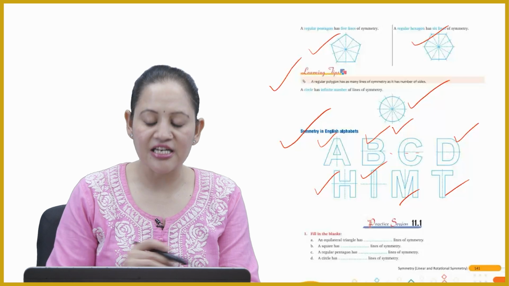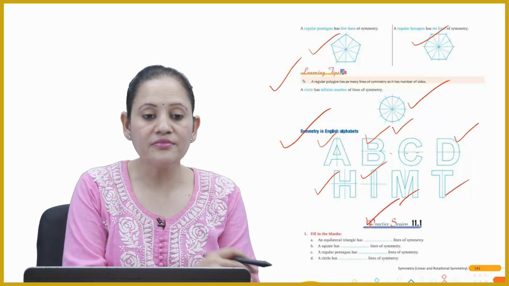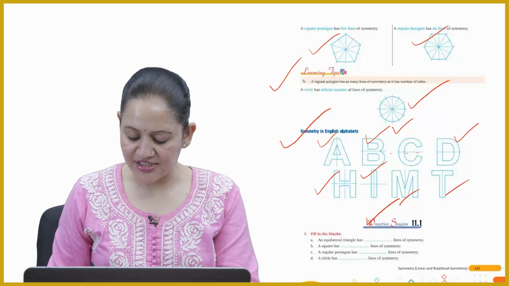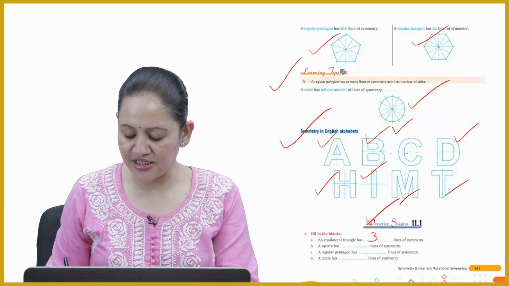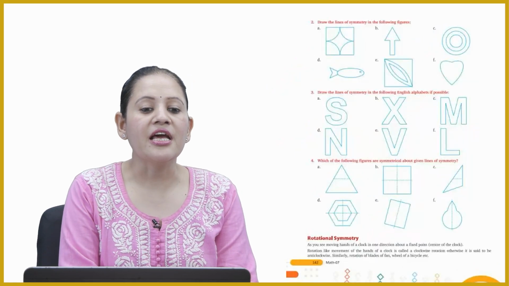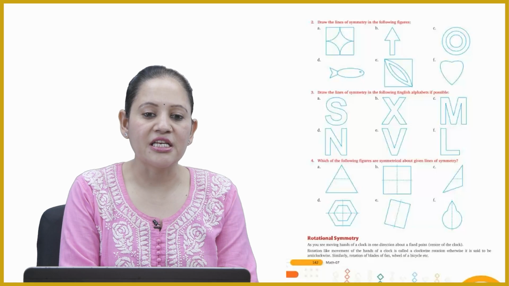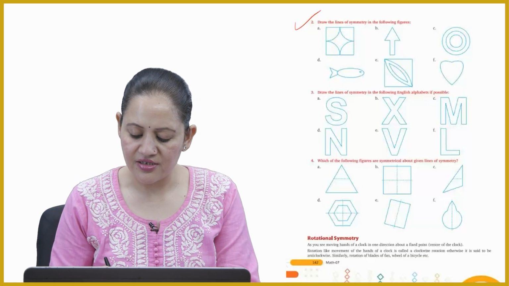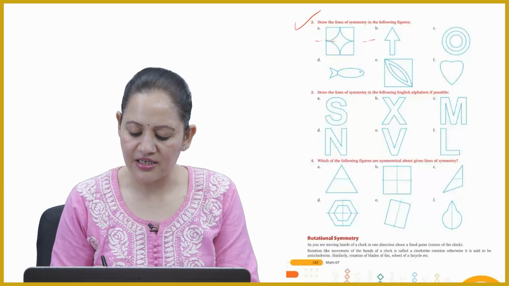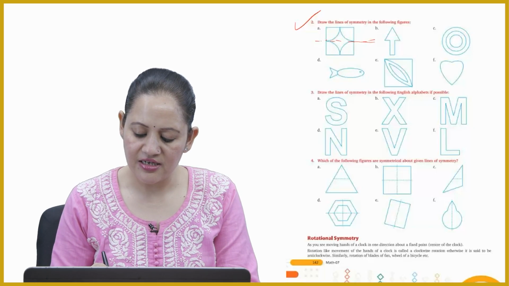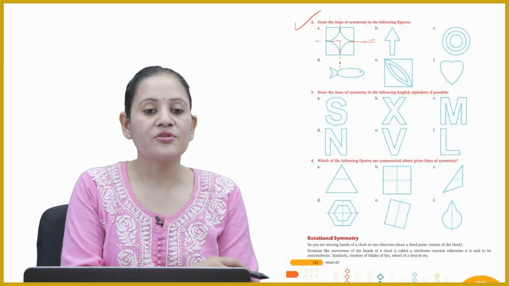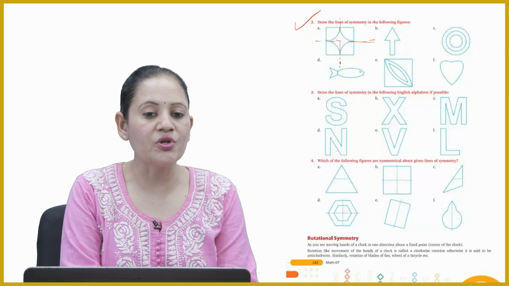Next is practice session 11.1. Fill in the blanks. An equilateral triangle has three lines of symmetry. Equilateral triangle में three lines of symmetry होगी. Next, draw the line of symmetry in the following figure. So, in this figure, it can be symmetrical like this and like this. So, this is how you will show the line of symmetry.